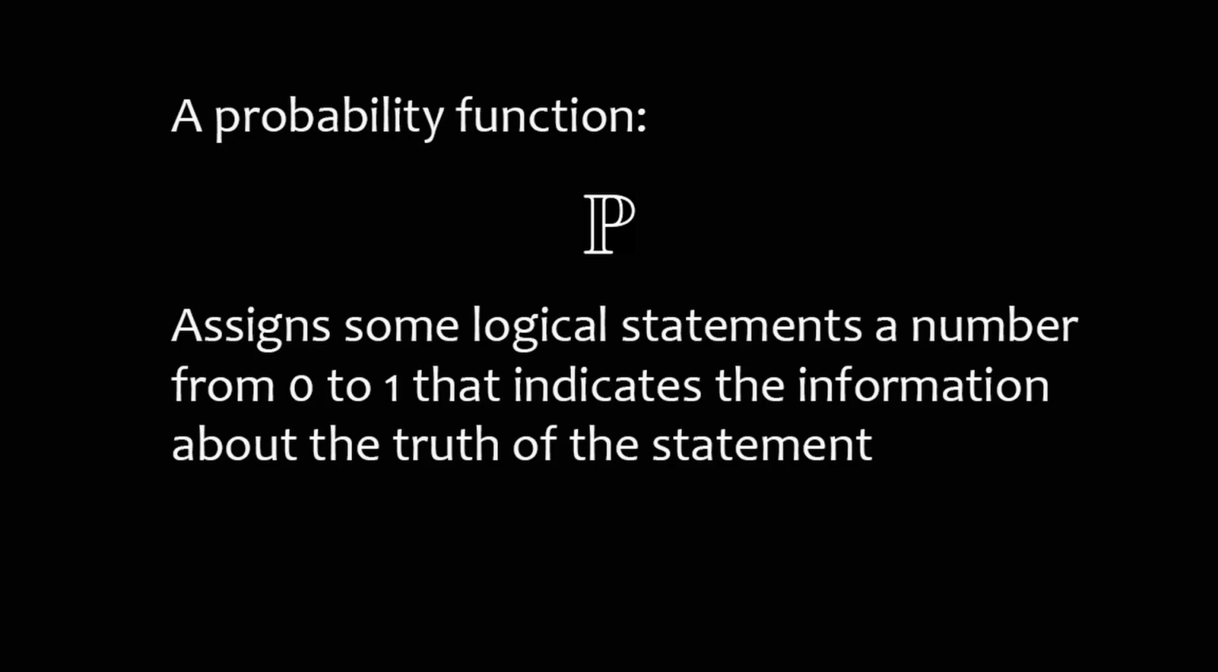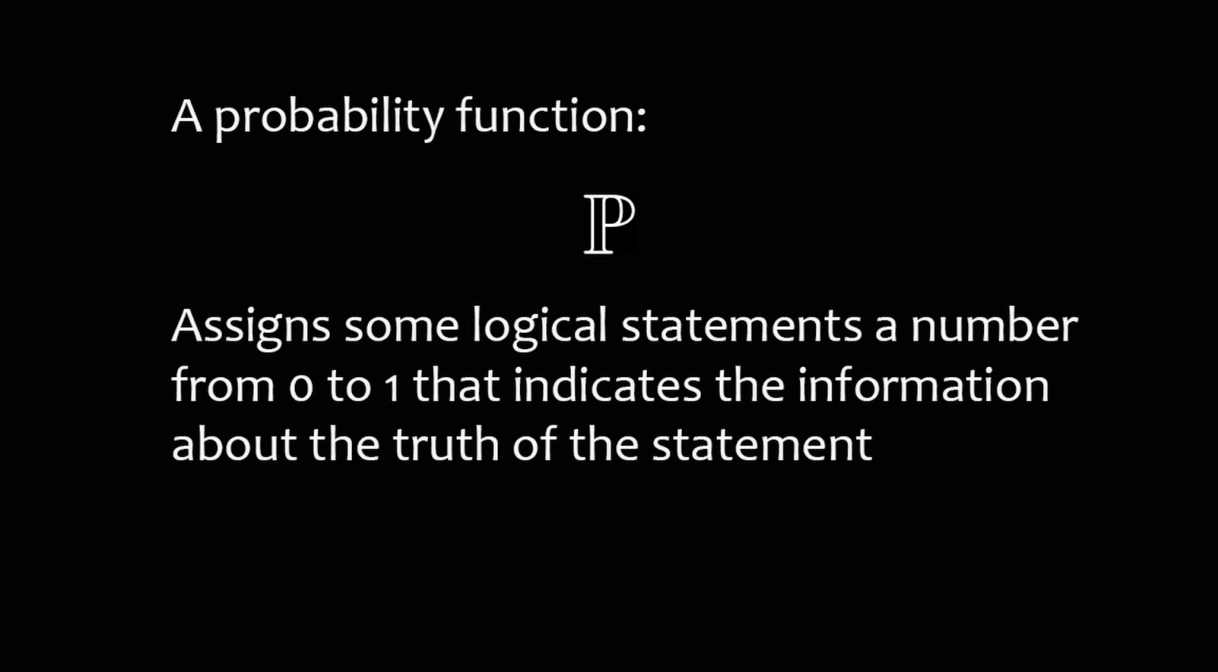A probability function assigns some logical statements a number from 0 up to 1 that indicates the knowledge about the truth of the statement. Usually a blackboard boldface P will be used to denote this function. And as with indicator functions, the probability of a true statement is the same as the indicator of a true statement, which is 1, and the probability of a false statement is the same as the indicator of a false statement, which is 0.